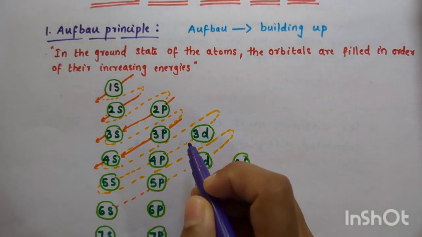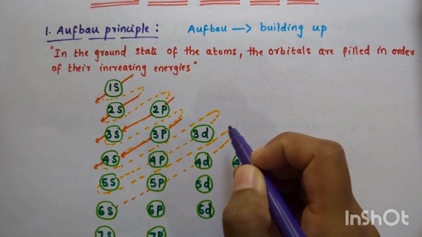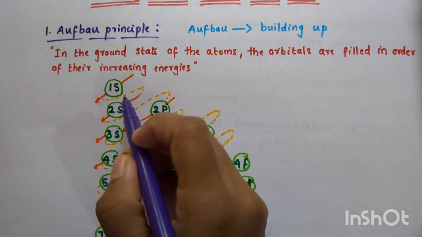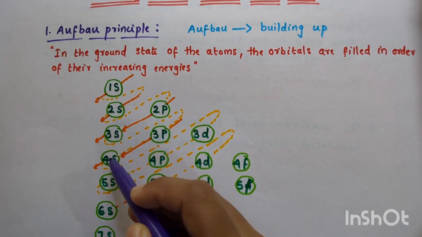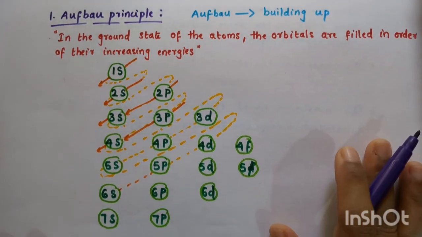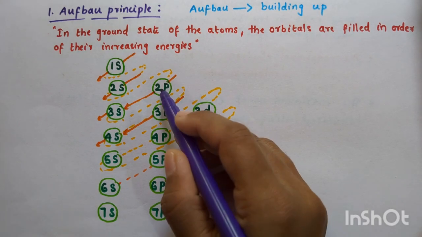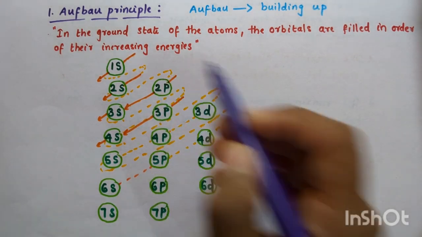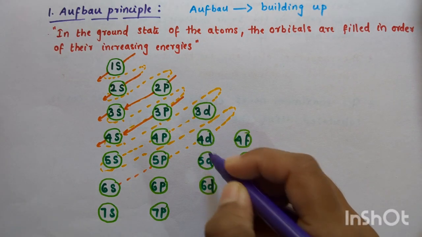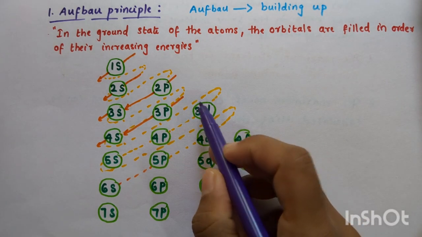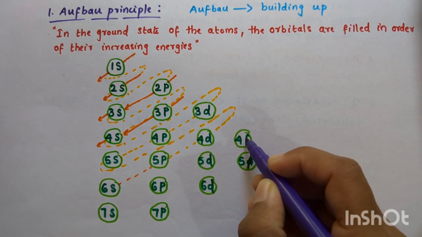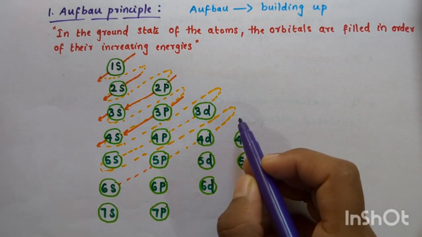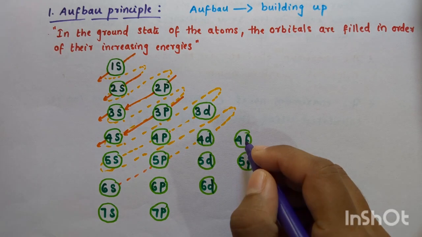The order of energies of the orbitals can be remembered by using this method. I have just written 1s, 2s, 3s, 4s, 5s, 6s, 7s, etc. here. Then in the next column we have 2p, 3p, 4p, 5p, 6p, 7p, because we don't have 1p. Then we have 3d, 4d, 5d, 6d, etc. We don't have 1d and 2d. Then we have 4f, 5f, 6f, because we don't have 1f, 2f, 3f. So we started with 4.